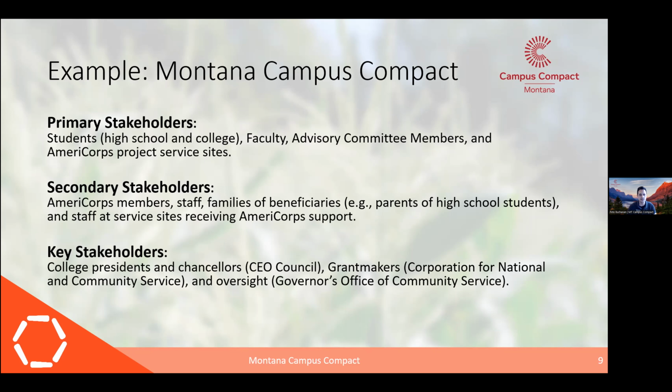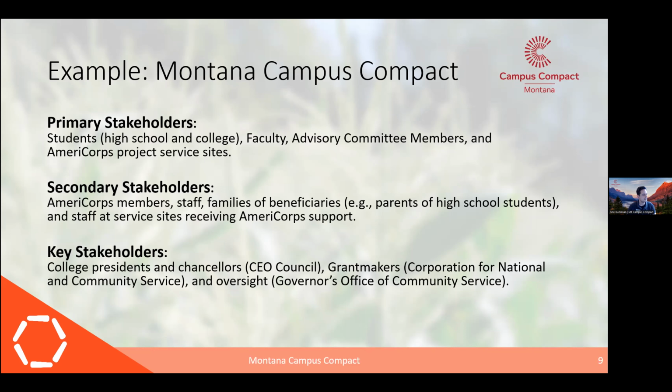And then finally, we need some sort of oversight in what we do. We apply for funds, and we've got to step up to the plate, say what we're going to do, and ultimately do it and follow through. So part of the governor's office is to provide oversight and ensure that we're meeting our compliance standards. So those are our key stakeholders.